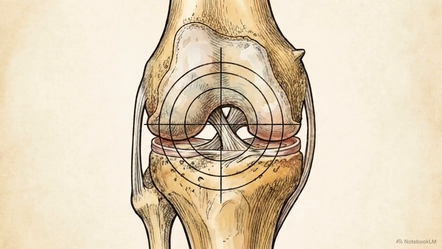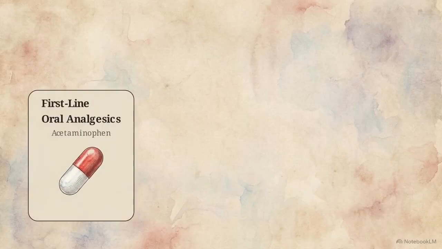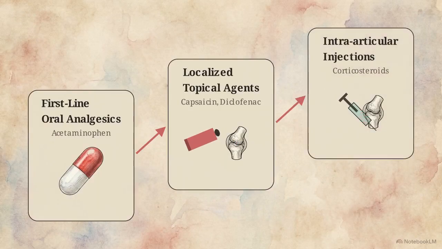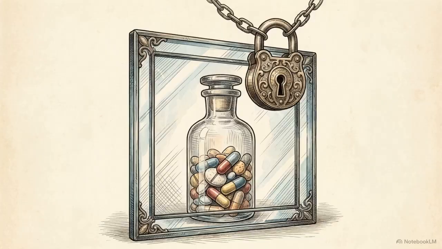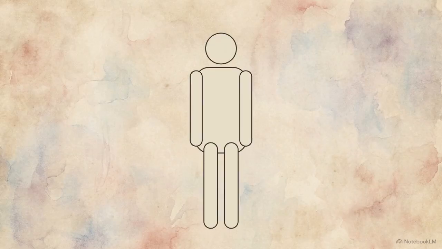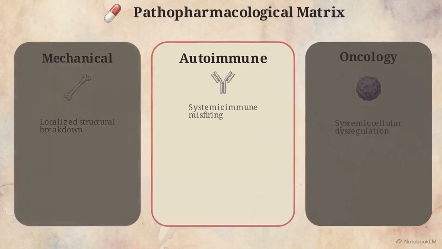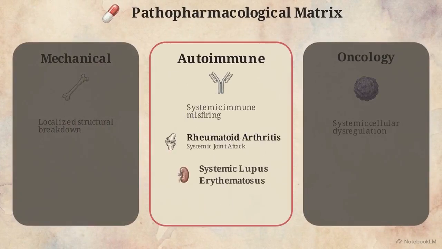Because the disease is local, the pharmacological strategy is local. Interventions progress from oral acetaminophen and topical agents like capsaicin and diclofenac, escalating only to intra-articular corticosteroid injections. Treating OA with systemic opioids like tramadol is strictly reserved for severe, refractory cases. The root cause remains a localized mechanical failure, so exposing the entire body to systemic side effects is a last resort. Moving to the autoimmune column, we encounter rheumatoid arthritis and systemic lupus erythematosus.